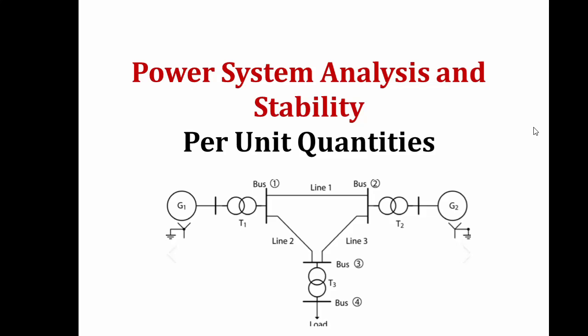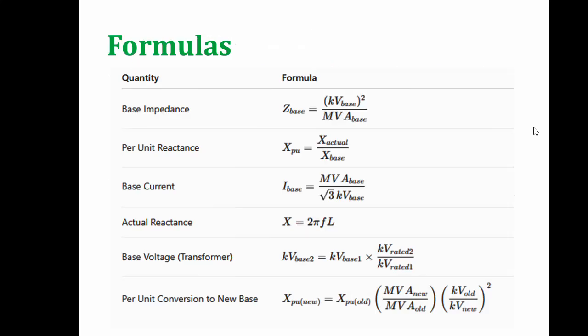So, for solving the per unit quantities, we will have some basic formulas. These are the formulas for solving the per unit quantities. The formula for base impedance is Z base is equal to kV base square divided by MVA base. kV base is nothing but base kilovolt and MVA base is nothing but base MVA.